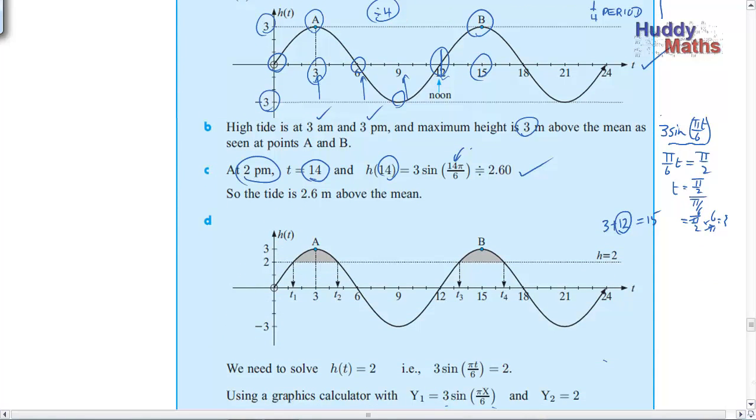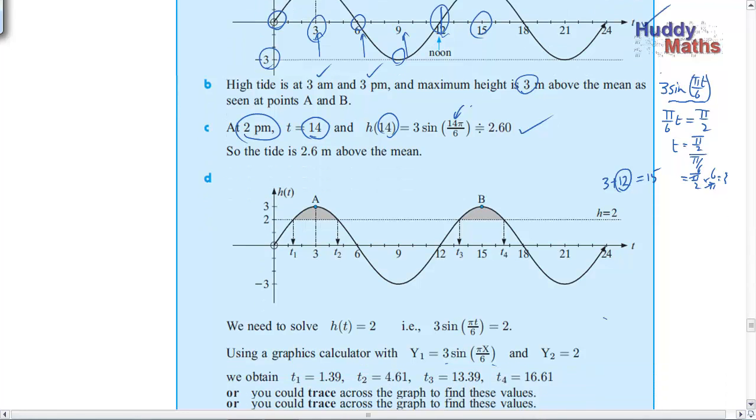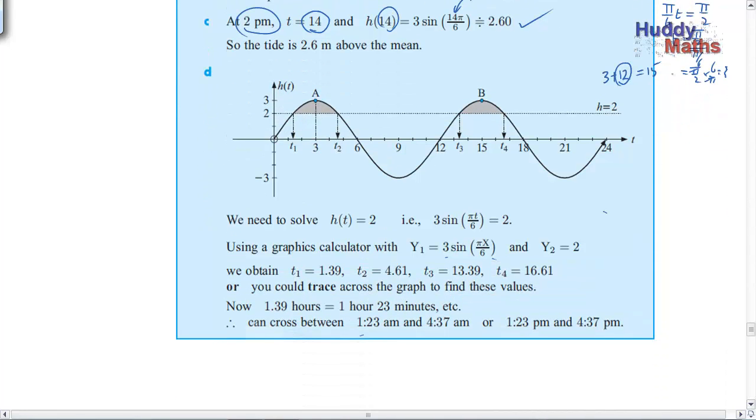Let's have a look then at part D. Part D said, when is the height at least 2 metres so we know the ships can get in? Okay, 2 metres above the mean position. And there's a couple of ways of doing this with technology. We're going to use technology here, not algebra. So we need to solve where the height is 2. You could solve this using algebraic means, that's in a later presentation though.